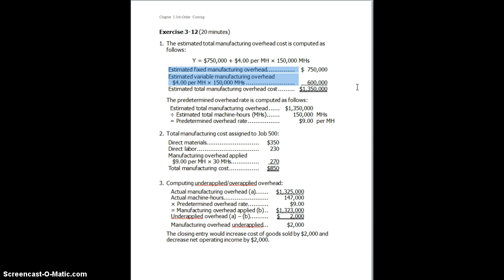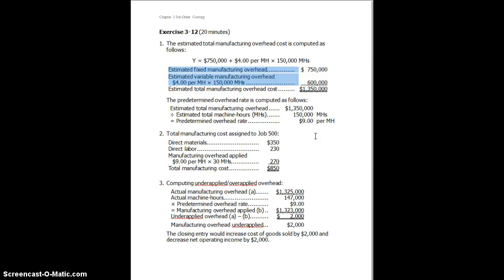So in most problems, as we've seen, we're given this $1,350,000. They made us work a little bit. Remember that fixed manufacturing overhead plus variable manufacturing overhead equals total manufacturing overhead. Therefore, to calculate our predetermined overhead rate, we must take the estimated total manufacturing overhead of $1,350,000, which we just calculated, divide that by our estimated total machine hours of 150,000 machine hours to give us a predetermined overhead rate of $9 per machine hour. Therefore, the answer to Part 1, our predetermined overhead rate, is $9 per machine hour.